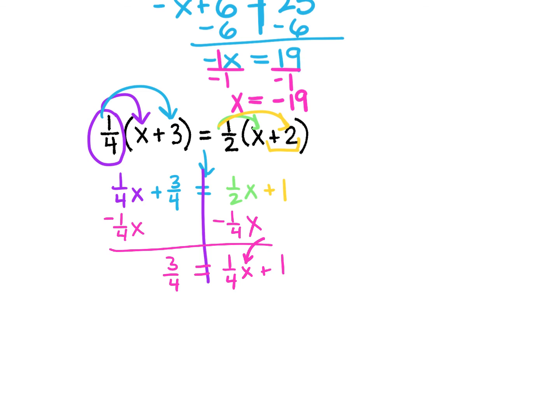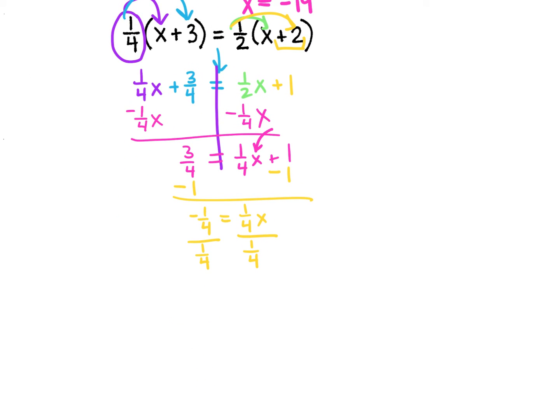Now here's where my x is. So I need to get rid of this 1. I'm going to subtract 1 from both sides. 3/4 minus 1 is negative 1/4. Still have my equal sign, and I have my 1/4 x here. To get x by itself, I can divide by 1/4 or multiply by 4. And in the end, I get x is equal to negative 1.